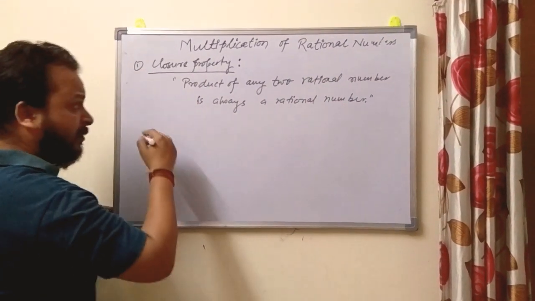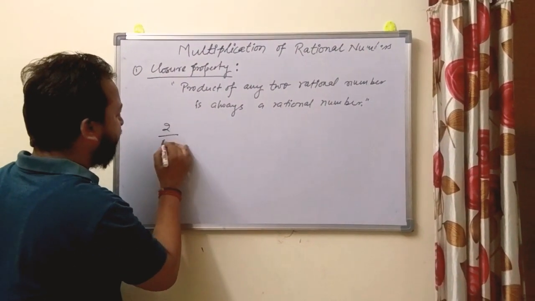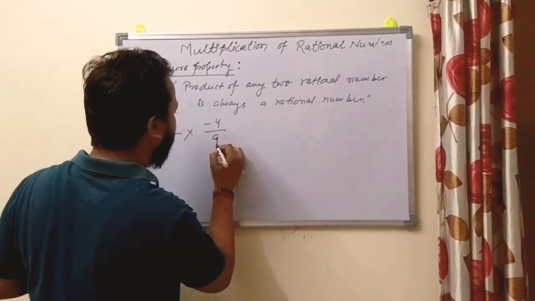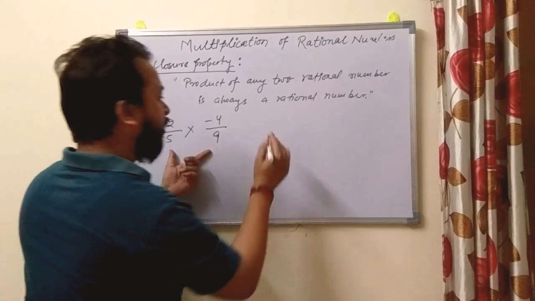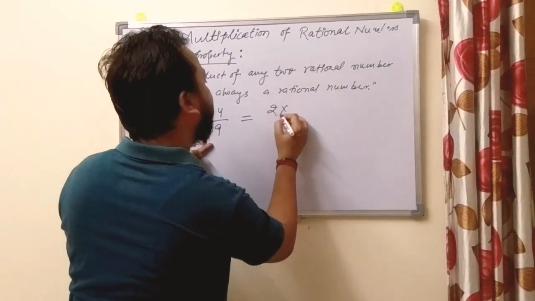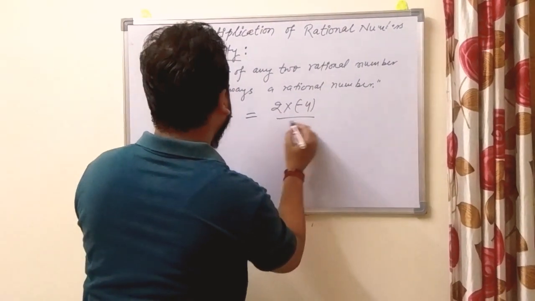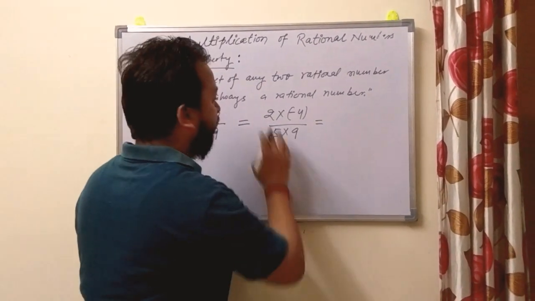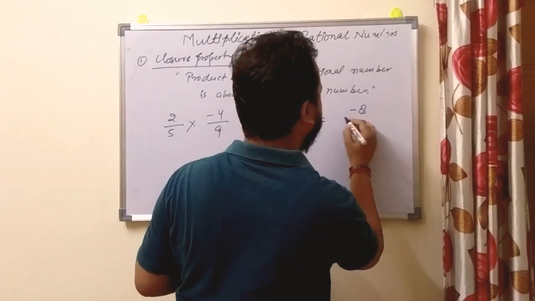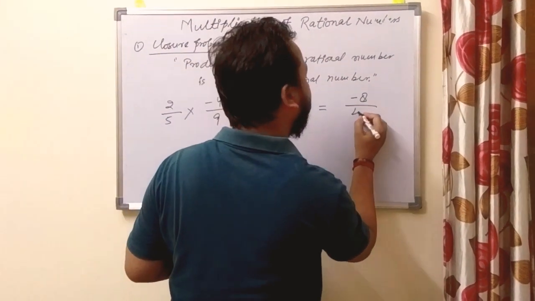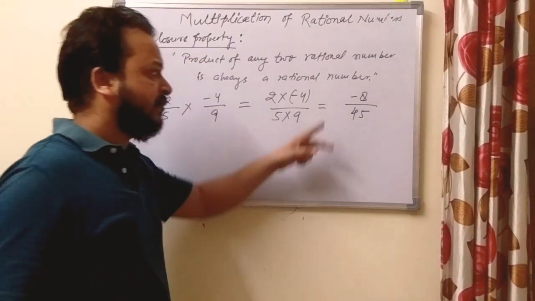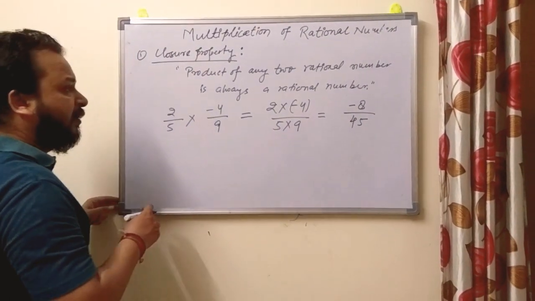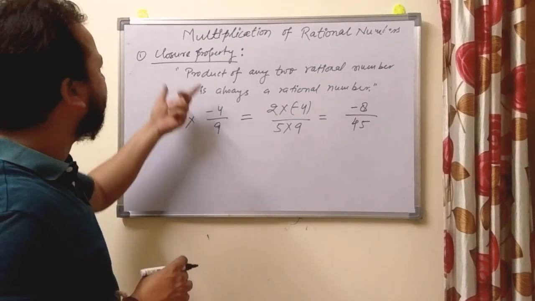Right? Suppose there is 2 by 5 multiplied by minus 4 by 9. So the product of this is 2 multiplied by minus 4 divided by 5 multiplied by 9. 2 4s are 8, minus 8, 9 5s are 45. This is also a rational number, right? So this is the closure property.